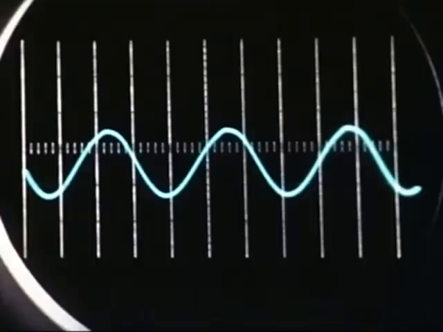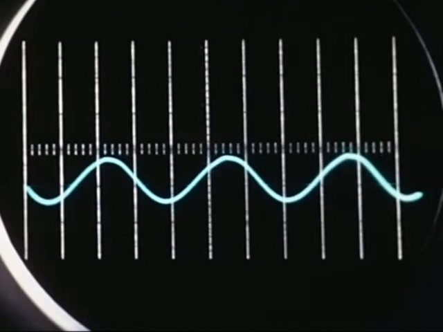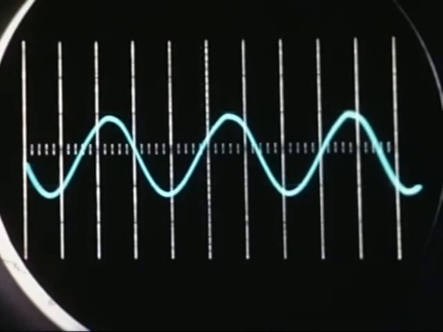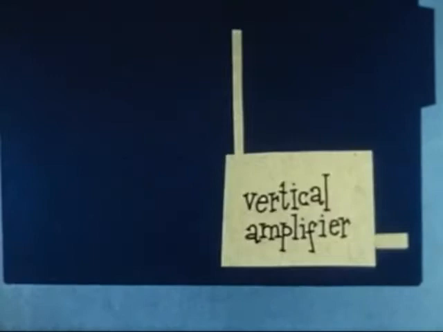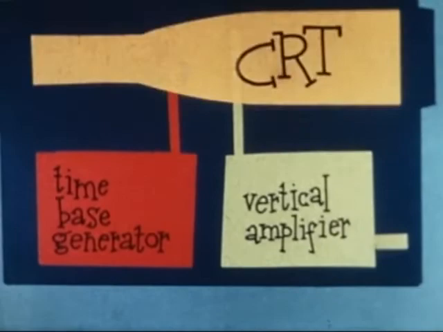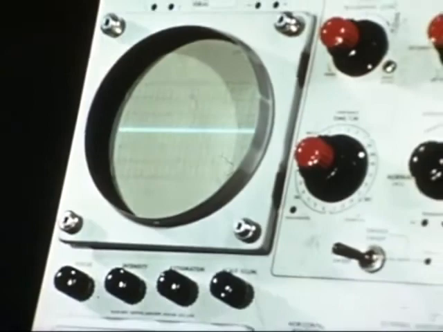We can also make each vertical division represent an exact amount of voltage so that we can accurately measure the amount of whatever it is that we are viewing. The ingredients: a vertical amplifier section, a time-base generator, a cathode ray tube, hundreds of additional parts and components. The product: one of the most versatile electronic measuring instruments in existence, the oscilloscope.